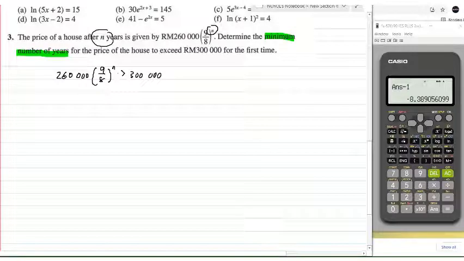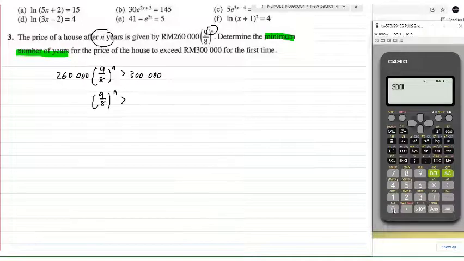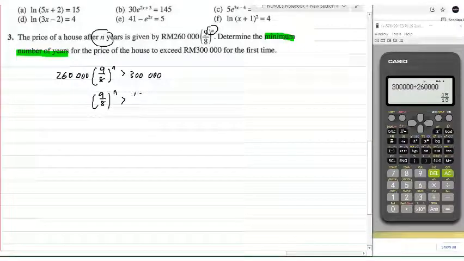And then we solve. Okay, for the equation or inequality having unknown power, usually we solve by using logarithms. And solve for the number first, 9/8 power n more than 300,000 divided by 260,000. Okay, 15/13. Or if you want to put in decimal also can. Okay, here is 15/13. Then now there are no more coefficient already.